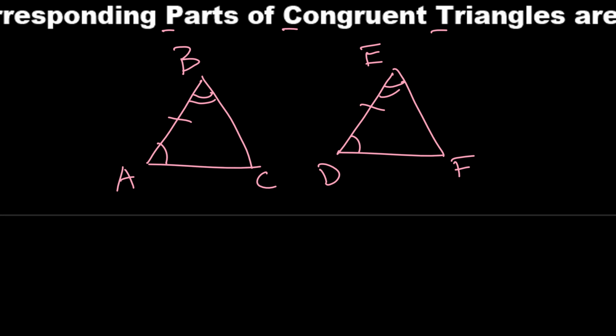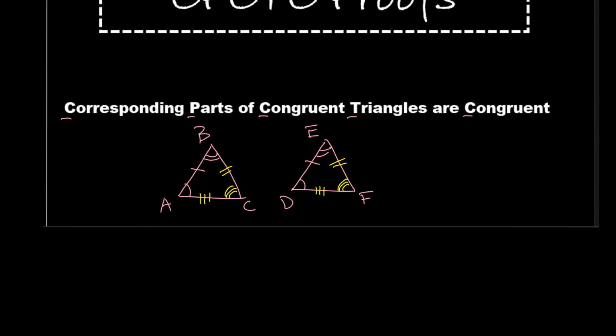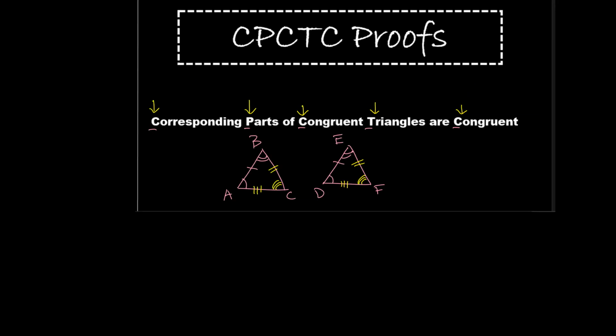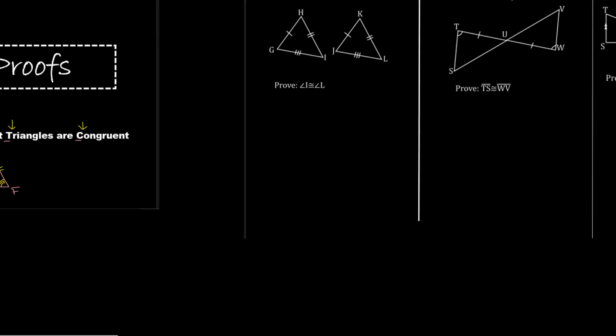Anything that is corresponding is now congruent. So C was corresponding to F, so now it's congruent. BC is corresponding to EF, so now they're congruent. AC is corresponding to DF, so now they're congruent. So once we know that two triangles are congruent, we can now state that corresponding parts of congruent triangles are congruent. And we'll get into what this actually means right now.